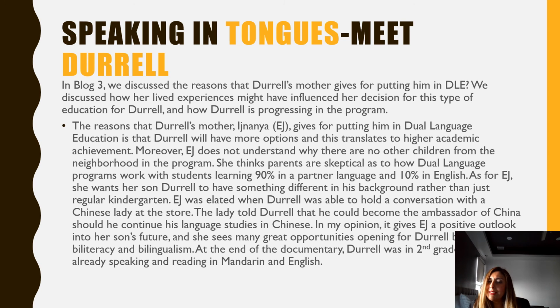But you can see EJ is very excited when Durrell is able to hold a conversation with a Chinese lady at the store, and she starts seeing that there's a positive outlook for her son's future. She sees many great opportunities for Durrell because he's learning biliteracy and bilingualism. And so this is very important for his mother to speak Mandarin and English. I believe that most parents want the best and most success for their children, and I think this is what EJ sees in this dual language program for her son.